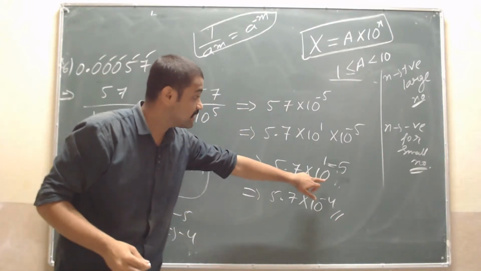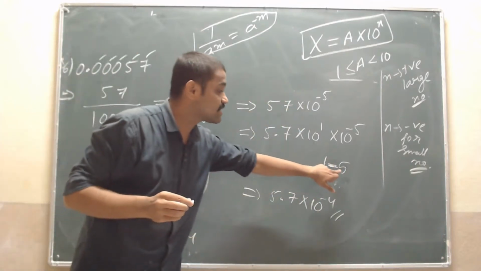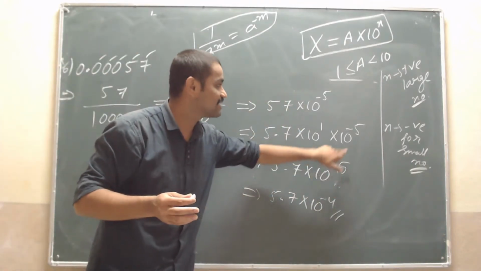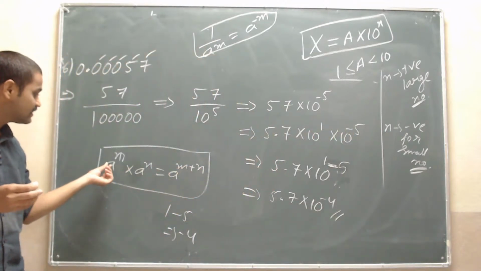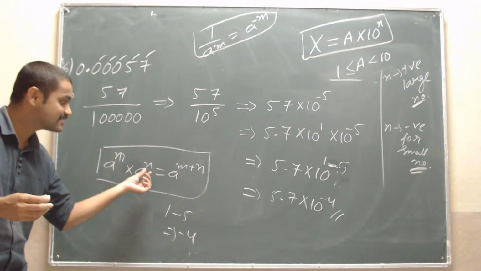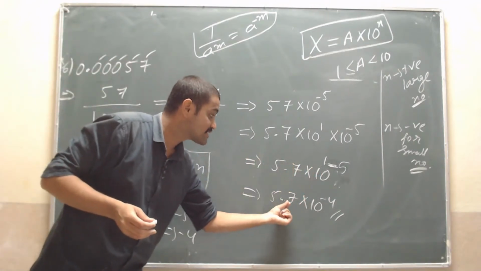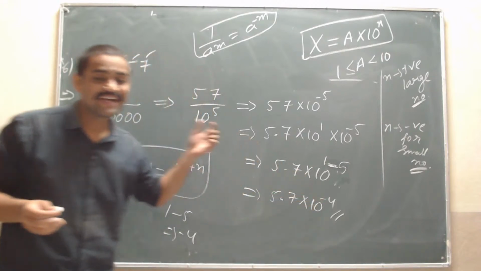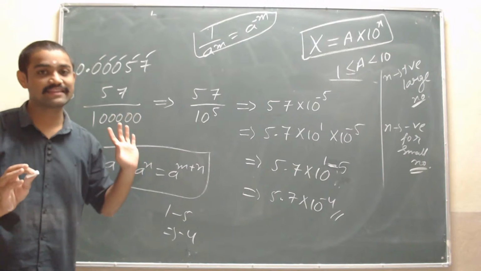Why have we added these numbers? We add the exponents, and since plus into minus is minus, we subtract. See here, a to the power of m into a to the power of n is equal to a to the power of m plus n. By this formula we get 5.7 into 10 to the power of minus 4 as the answer. Is it clear?